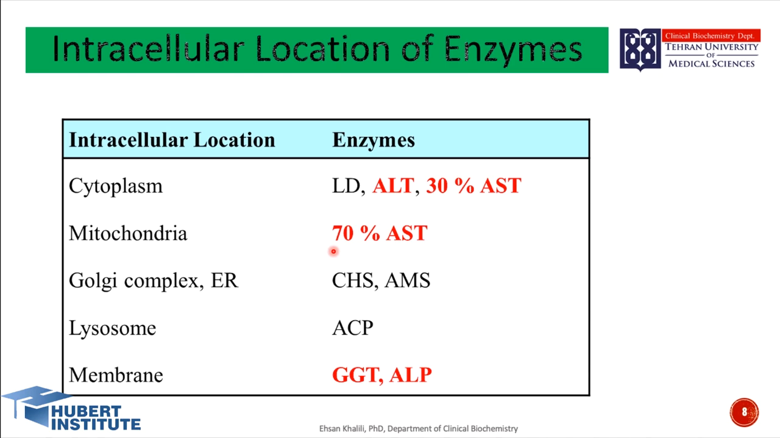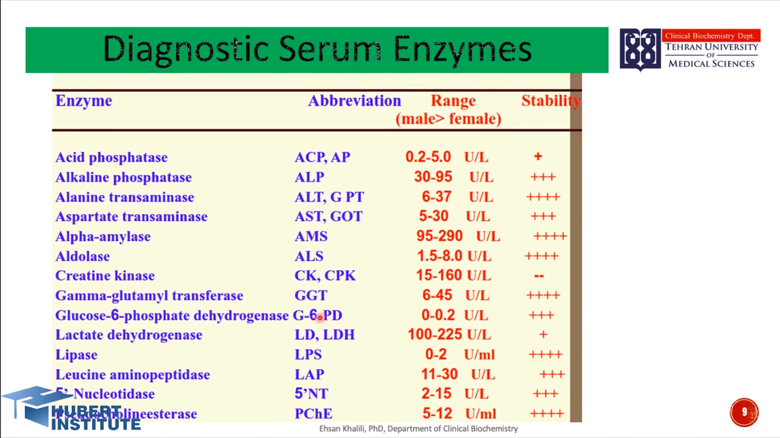But about other intracellular locations, we have lysosome-specific enzymes. When we have an increased level of ASP, it means the lysosomes of the cells are disrupted. And about other parts, for example, GGT and ALP are localized in the membrane of the cell. So with a mild problem to the cell membrane, we will have increased levels of GGT and ALT in blood circulation. Here you can see diagnostic serum enzymes in one table.